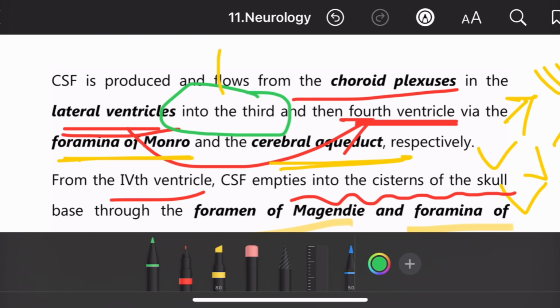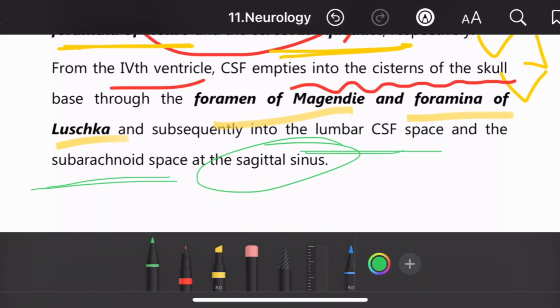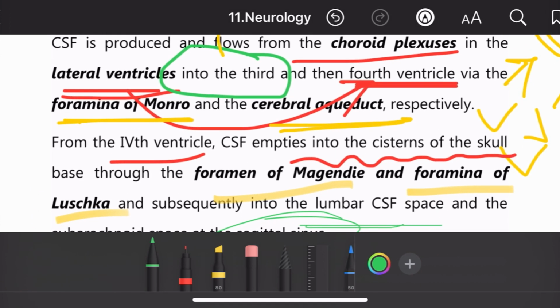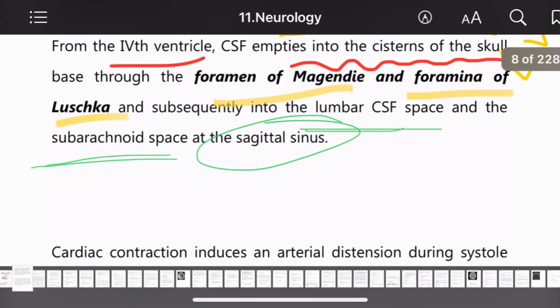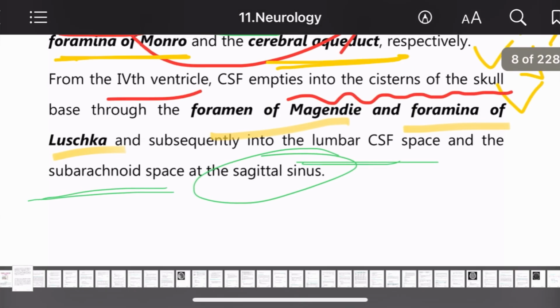So from inside it is coming outside through the main areas of foramen of Monro and cerebral aqueduct, later through foramen of Magendie and foramen of Luschka to the subarachnoid space and lumbar CSF space. Okay, so this is the flow of cerebrospinal fluid.